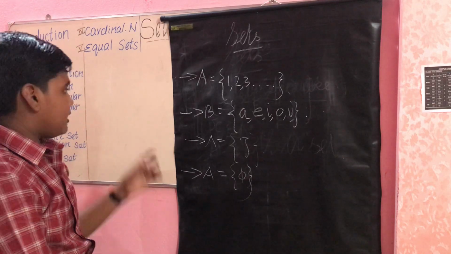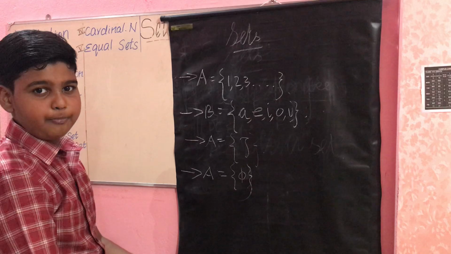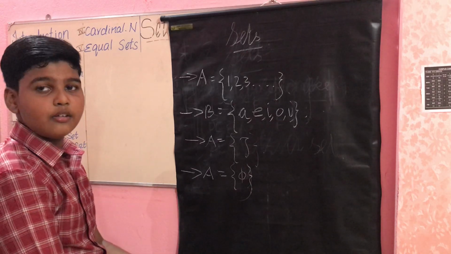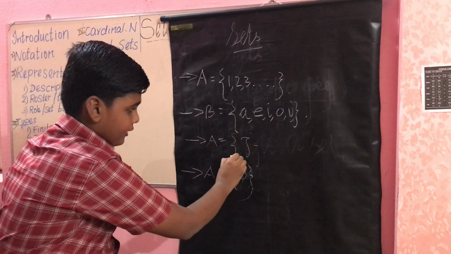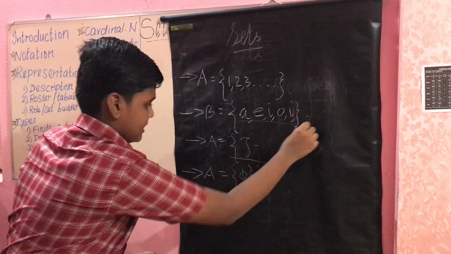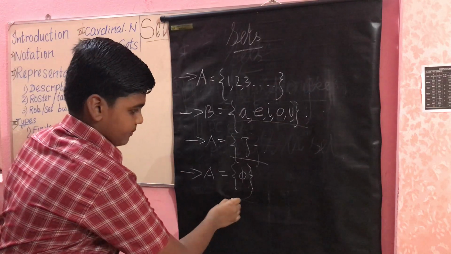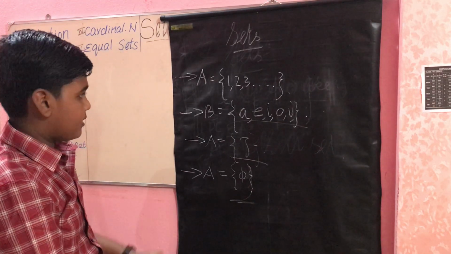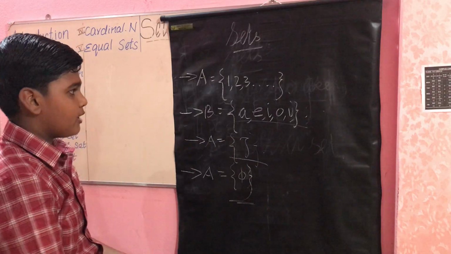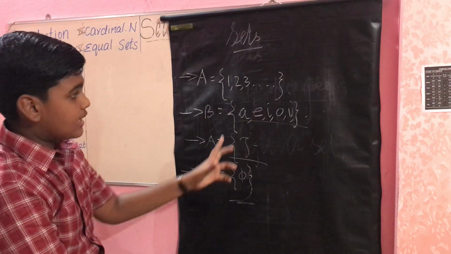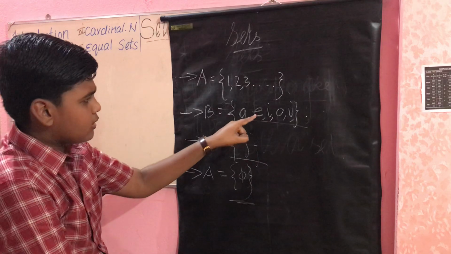So here, which one is a finite set? This is also a finite set. This is also a finite set. But this is not a finite set. These two are known as finite sets. So this is countable. How many are there? 1, 2, 3, 4, 5. It's countable.